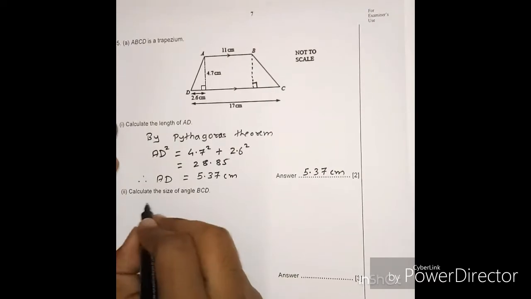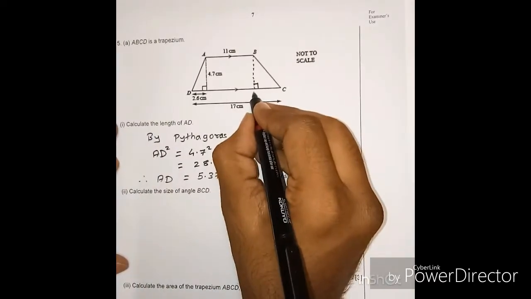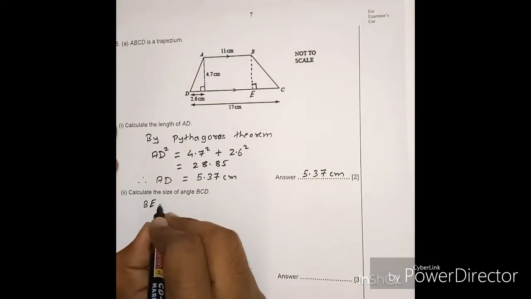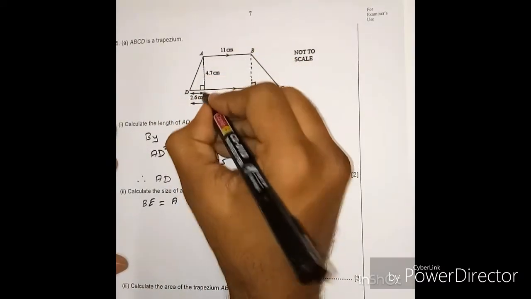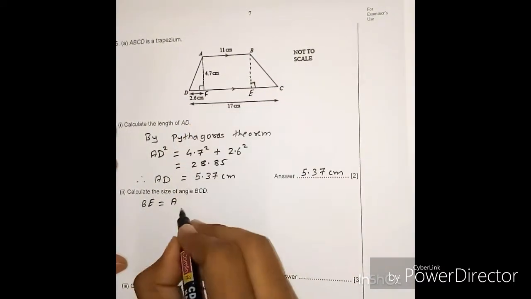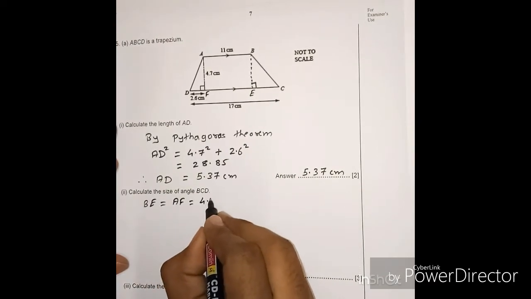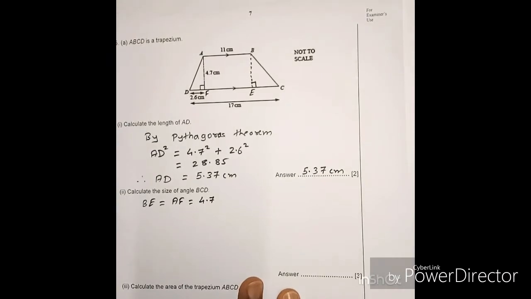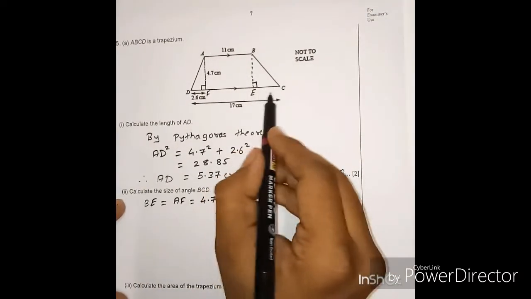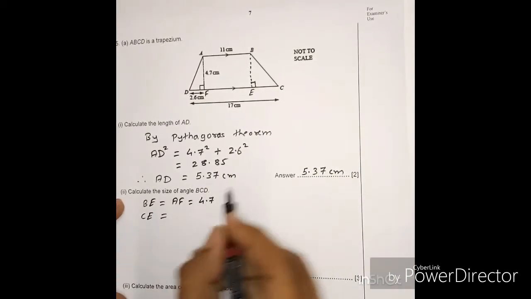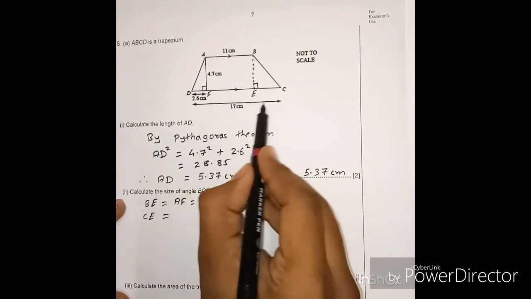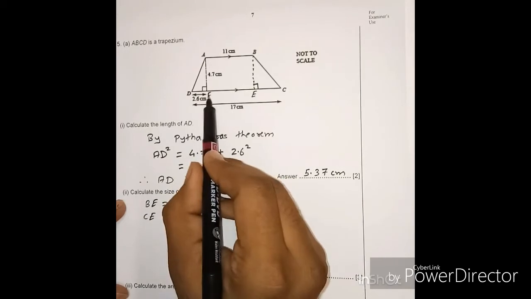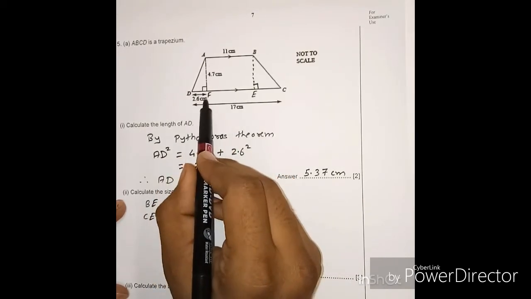So here the value BE, let's name this as E. Here the value BE is equal to AF, which is 4.7, because this is the parallel length of the trapezium and which is equal. Now to calculate the value of CE, CE will be equal to the whole term, that is 17 centimeter, that is DC, minus your FE part minus your DF part.